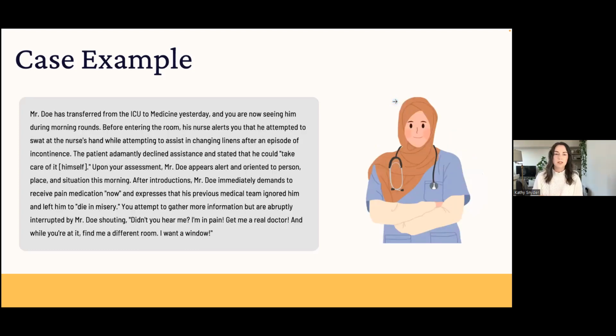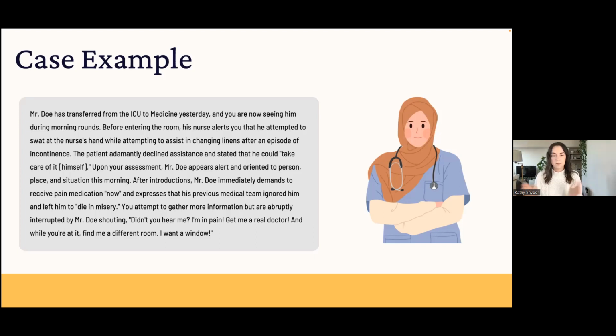So he came from the ICU to the medicine service. Now he's on acute care medicine, and we're seeing him for the first time during morning rounds. And before we go in, his nurse catches us as we're about to go into the room and says, hey, he tried to spit at me and tried to hit me when I was trying to change his linens. He did have an episode of urinary incontinence overnight. And when I attempted to help him, he screamed at me and said, I can take care of it myself. I don't want your help.